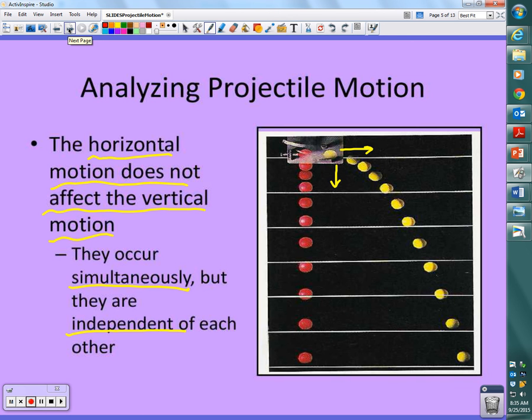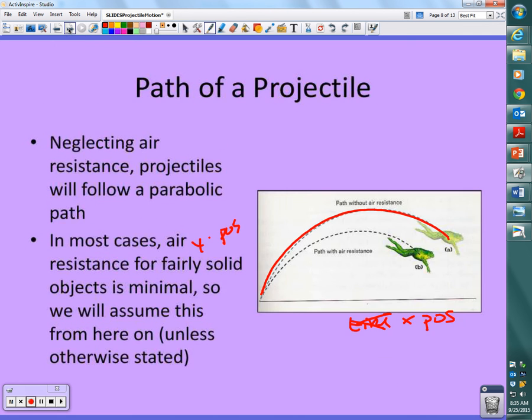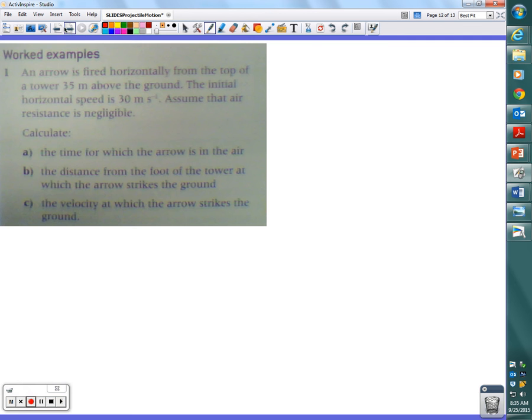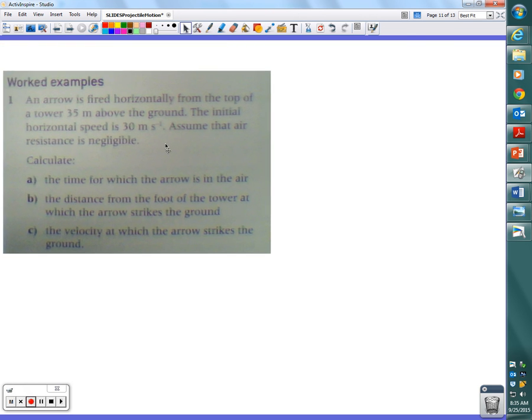If you have your IB book, your paperback book, we're going to be on page 43. If you don't have your IB book, I have this problem right here. And like I said, this is on page 43.